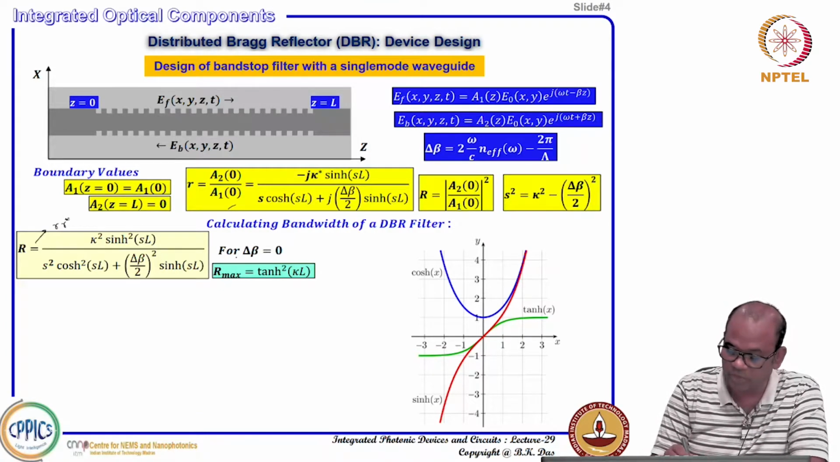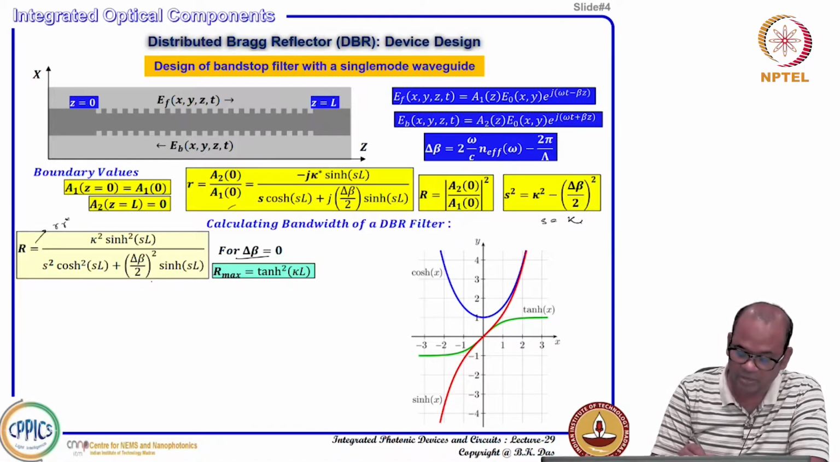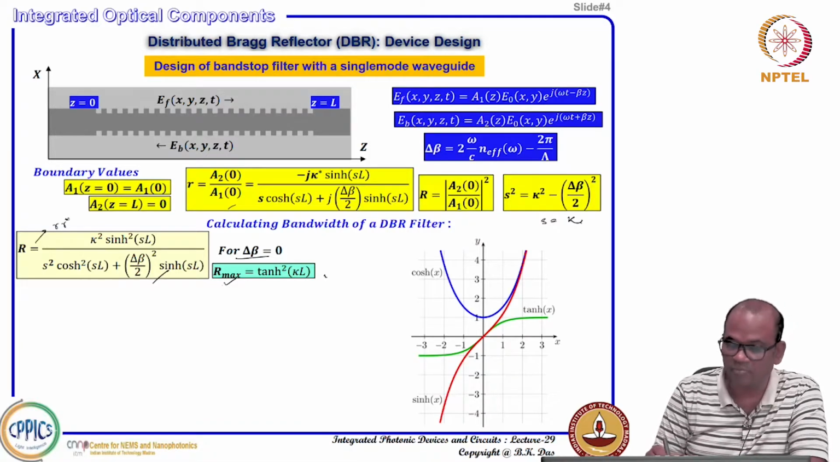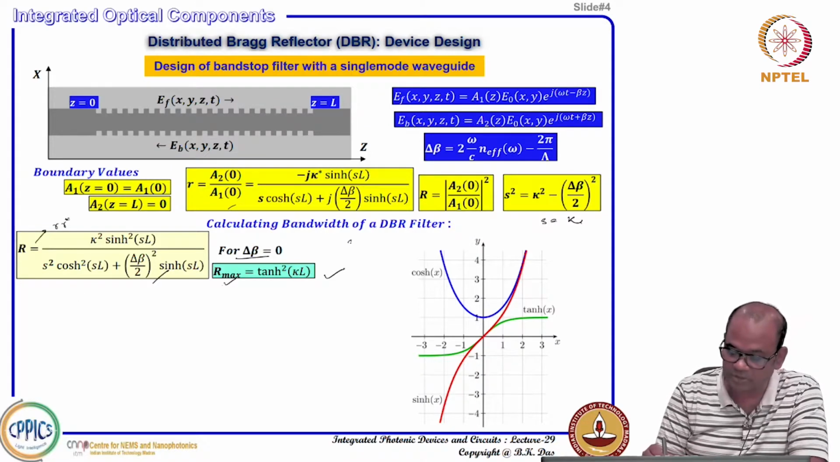If you put delta beta equal to 0, S will become kappa, the delta beta term will go, and the reflectivity at delta beta equal to 0 will be maximum. That is why we write R max equals tan hyperbolic squared of kappa L, which we also discussed in previous lectures. Now, in this function we have two different types of functions: sine hyperbolic x and cos hyperbolic x.